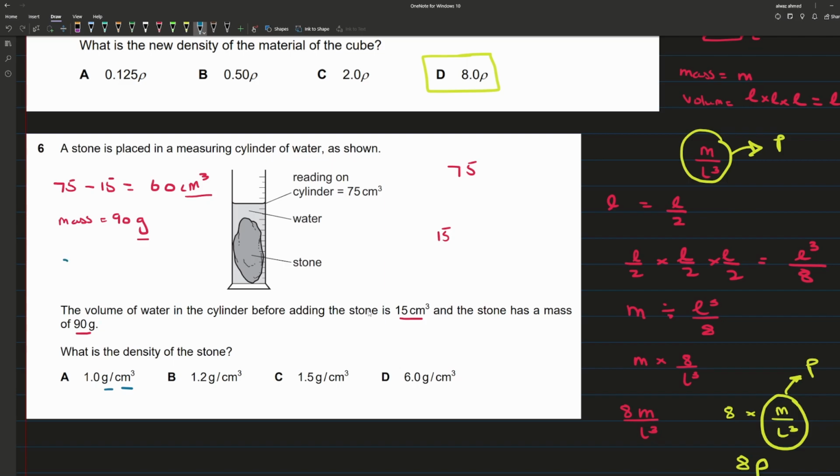We know that the formula for density is mass over volume. So density is equal to 90 divided by 60. If we put this in our calculator, we can see that our answer comes down to 1.5 grams per centimeter cube. So our correct answer is C.